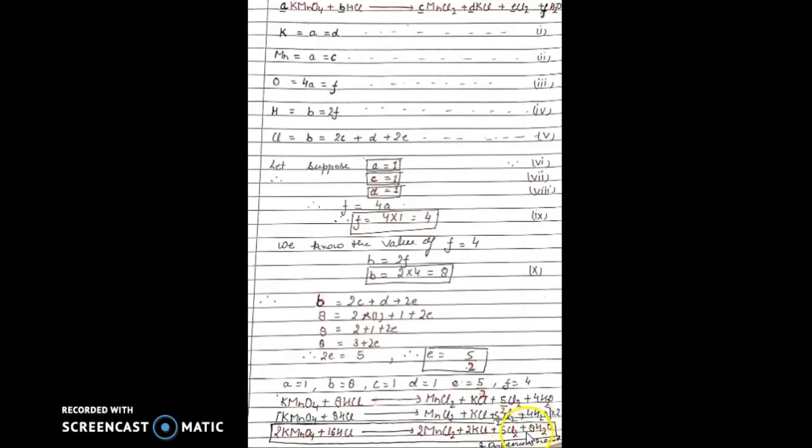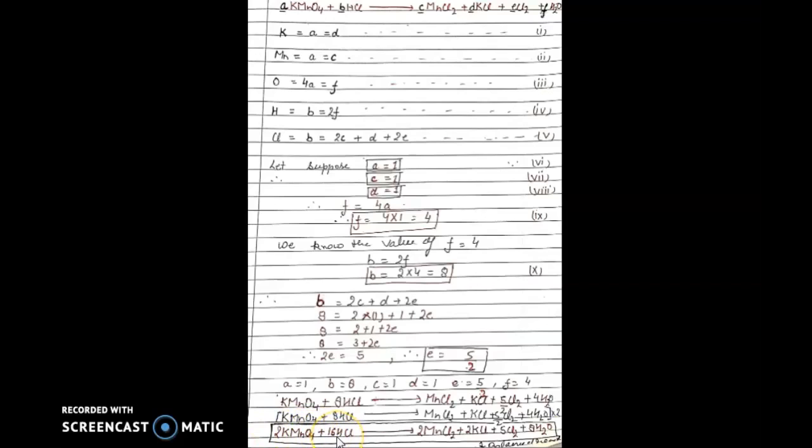Let's check whether this reaction is balanced or not. 2 atoms of K are present on the reactant side. Similarly, 2 atoms of K are present on the product side. 2 atoms of manganese are present on the reactant side and 2 atoms of manganese are present on the product side. Here 4 atoms of oxygen are present, and this 4 gets multiplied by 2, so the total number of oxygen atoms becomes 8. And here also the total number of oxygen atoms is 8. So potassium is balanced, manganese is balanced, and oxygen is balanced.